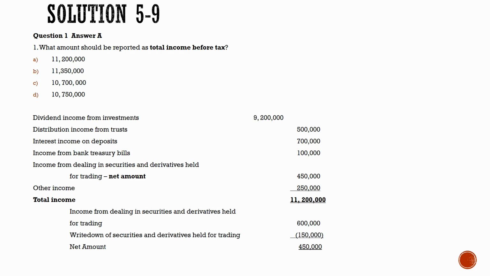So, ito yung mga dividends income from investment na 9,200,000, distribution income from trust na 500,000, interest income on deposits na 700,000, interest income from treasury bills na 100,000, net amount of income from dealings in securities and derivatives held for trading na 450,000, and other income na 250,000. And we'll be able to get a total income amounting to 11,200,000.